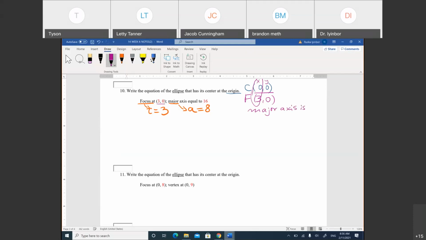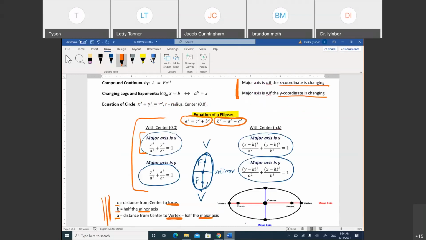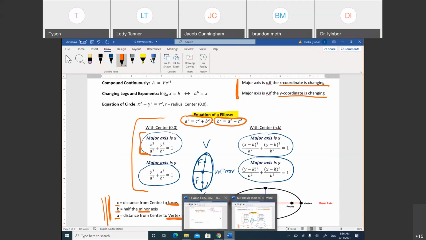It's X or Y. X, because X is changing, okay? So now we have major axis is X, we have C, we have A, and we're going to use the same equation, right? Major axis X, center 0, 0. So the equation we're using is going to be the same one we used for the last number 9.